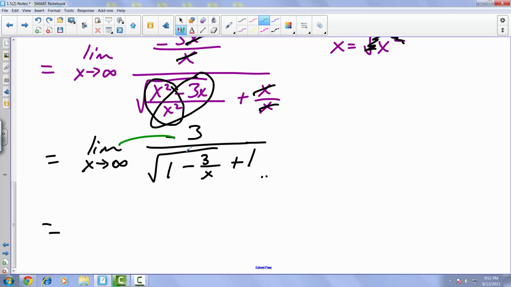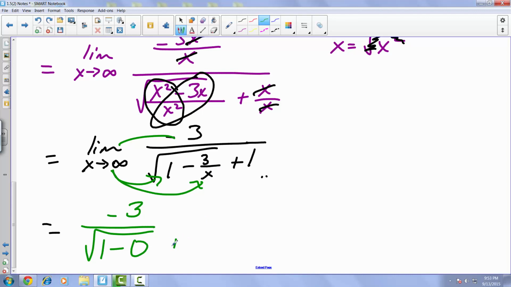If you apply that limit to this top, you end up with just that constant, negative 3. Applying it in the inside, we end up then with the limit as x goes to infinity of the square root of 1. Well, that's just that constant 1, minus, when we apply it to this guy as well, we end up with negative 3 over something really huge. Well, that's going to be approaching that limit of 0. Plus 1.